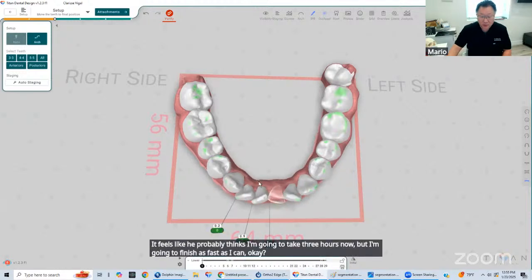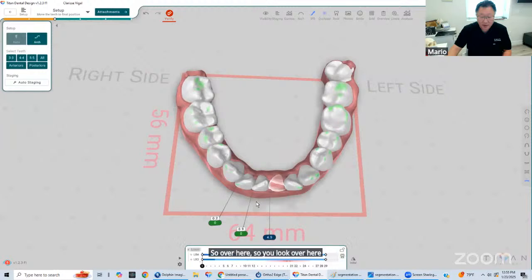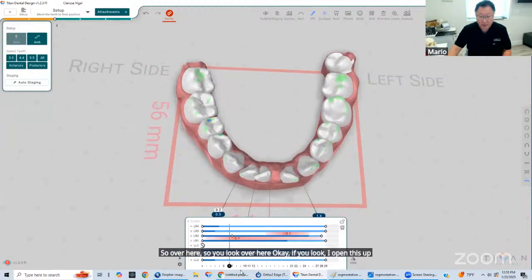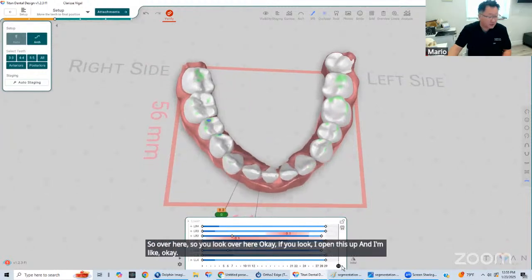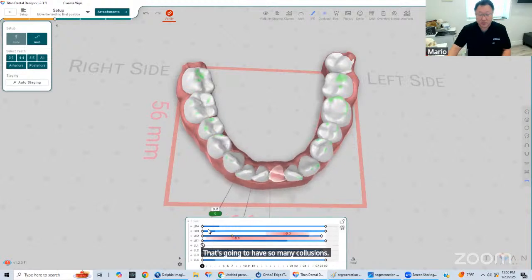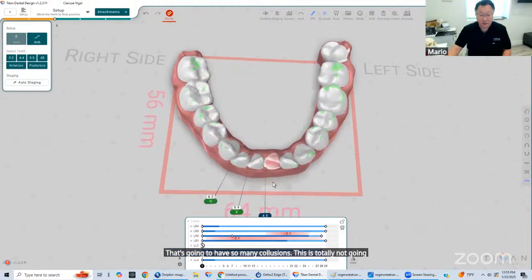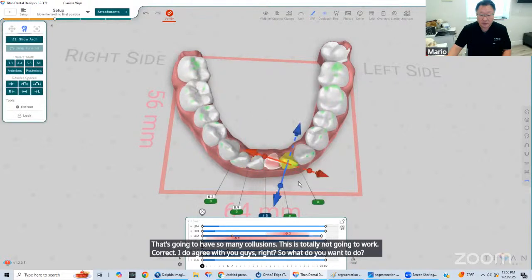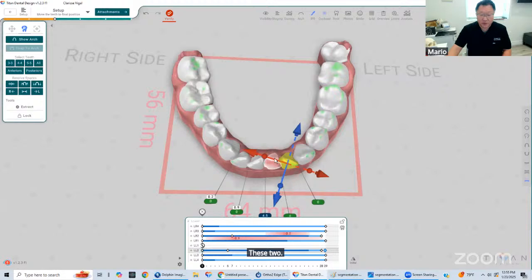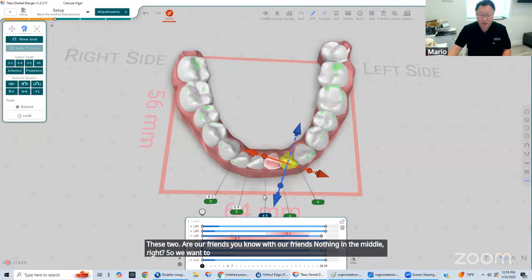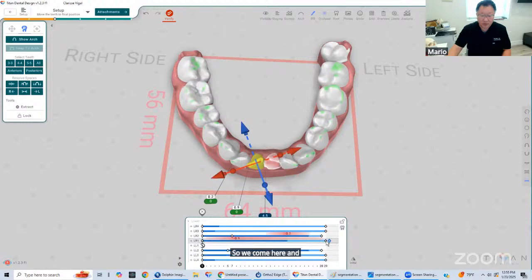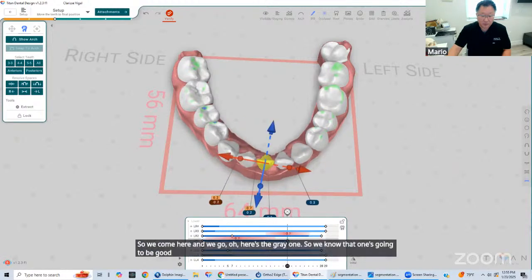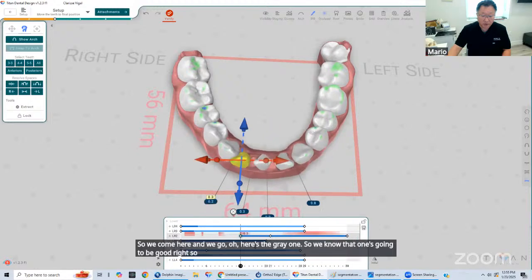So over here, I open this up and I'm like, okay, that's going to have so many collisions. This is totally not going to work. Correct, I do agree with you guys. So what do we want to do? These two are our friends, with nothing in the middle, so you want those two to start moving first. So we come here and here's the gray one. We know that one's going to be good, so we want the 2s to be later.